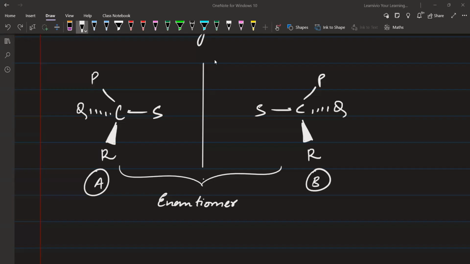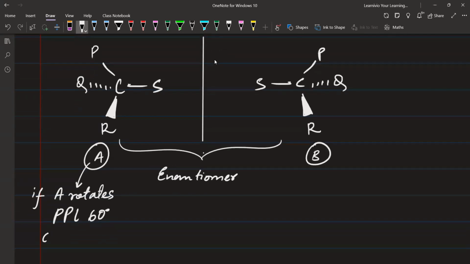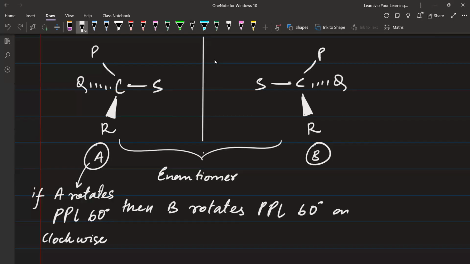Enantiomers के अंदर की एक और बात ये होती है, if A rotates PPL 60 degrees clockwise, then B rotates PPL 60 degrees anti-clockwise. बात समझ में आ गई?